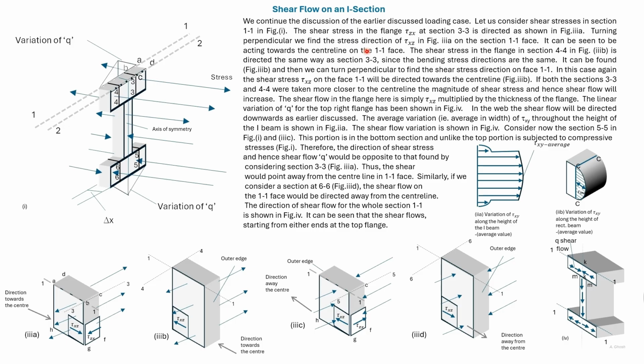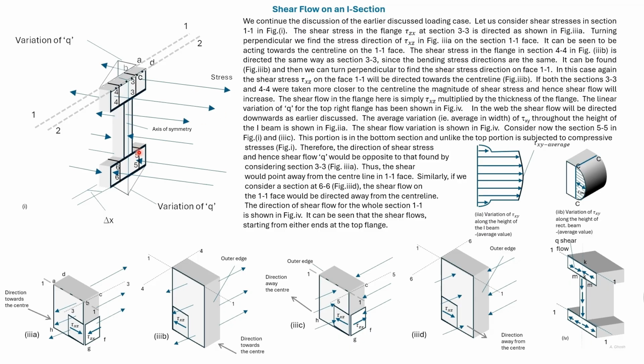Here we'll discuss shear flow on the whole I section. To start with, the variation of tau xy on the axis of symmetry. Earlier we discussed the variation of tau xy in a rectangular section. The variation was found to be parabolic.